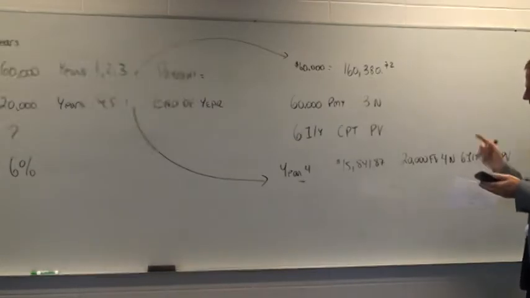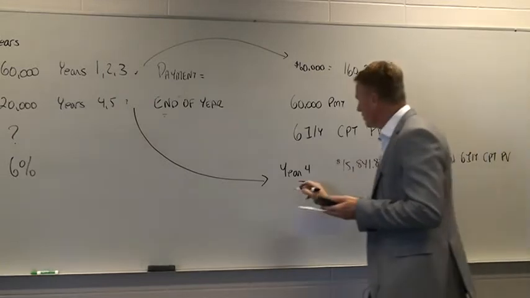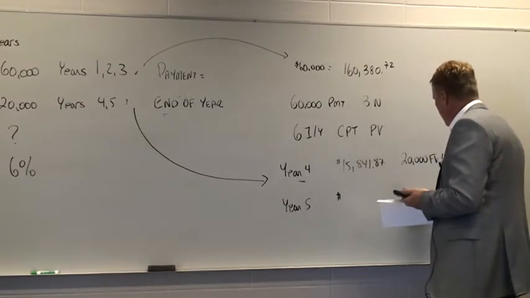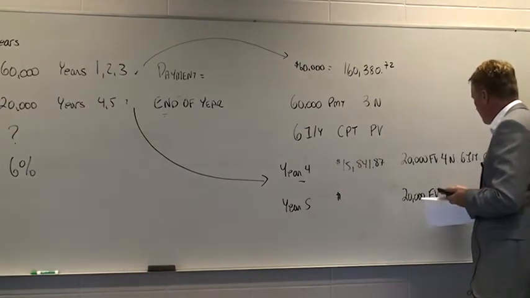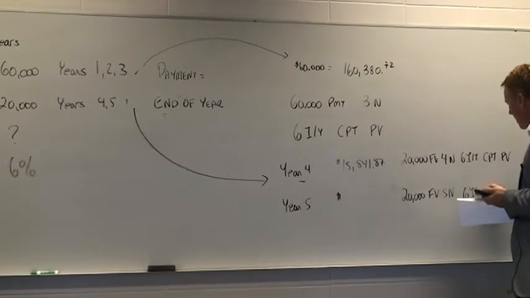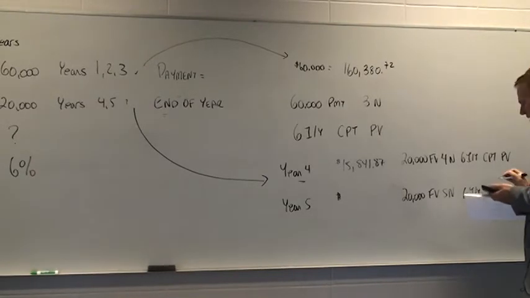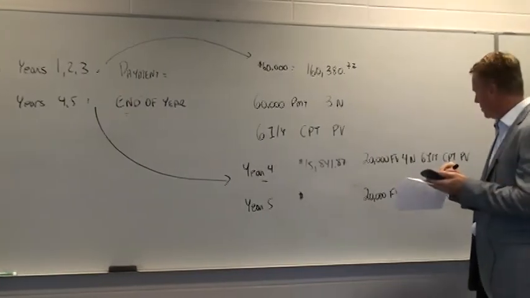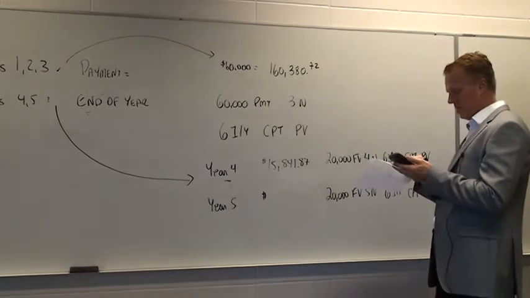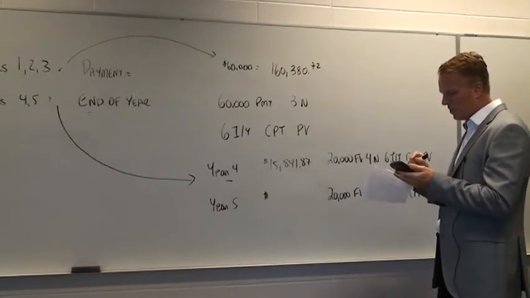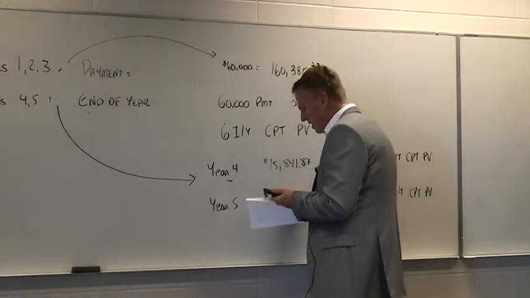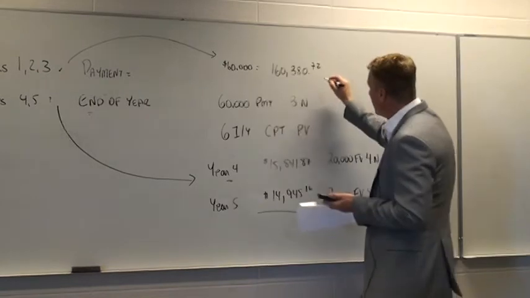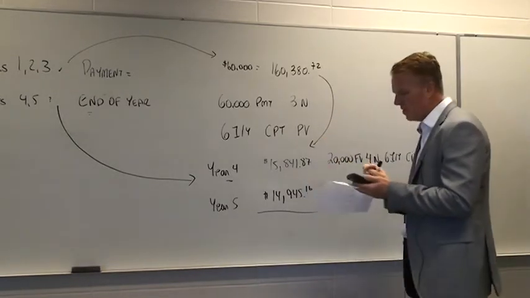Let's do year 5. 20,000 future value, 5N, 6 IY. Compute present value. That's 14,945.16. So now what I do is I add all three of those numbers together.